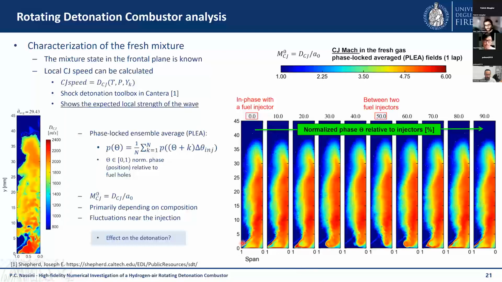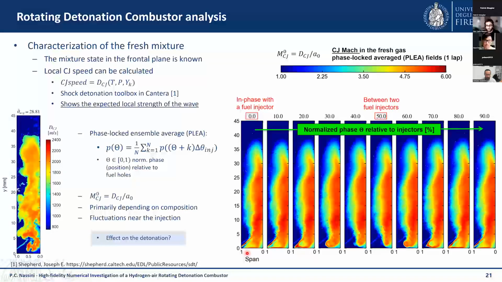So where we have a flammable mixture, we have a non-negligible CJ speed in this region, while in between two fuel injectors, where we have only air, of course, we don't have the CJ speed. But again, above 10 millimeters inside the combustion chamber, the CJ speed associated with the mixture inside the refill region is basically constant. It's not a function of the normalized phase with the injectors.